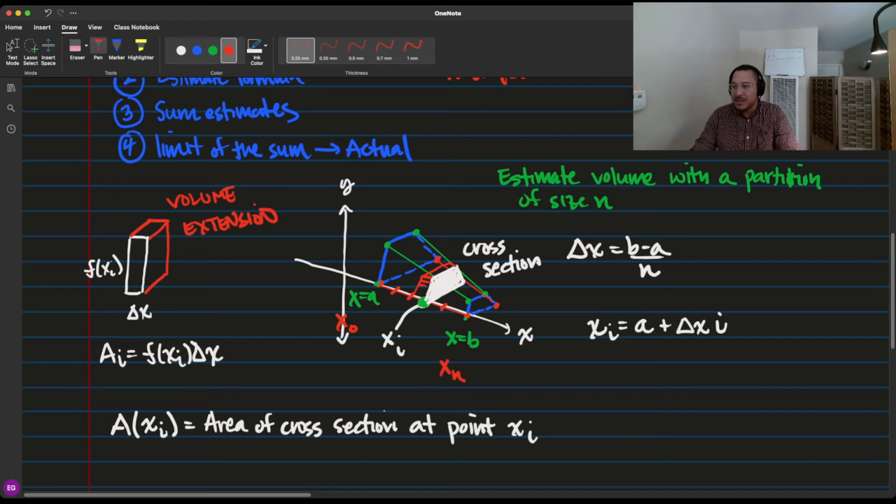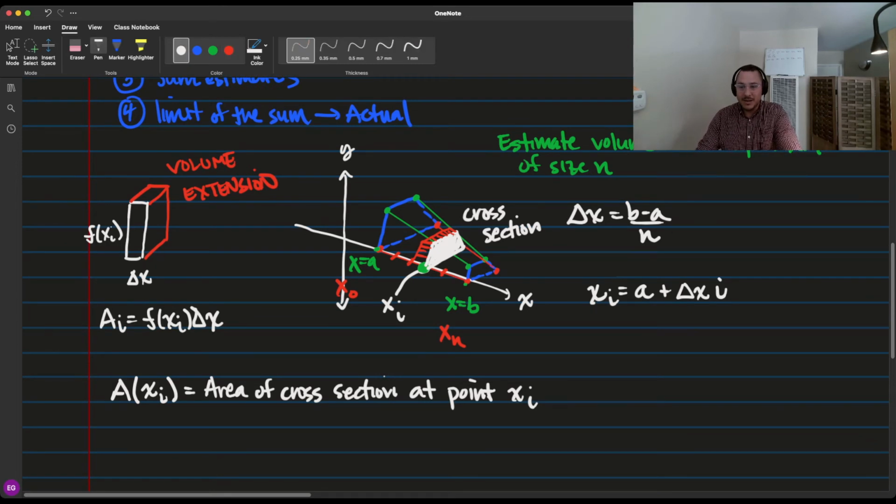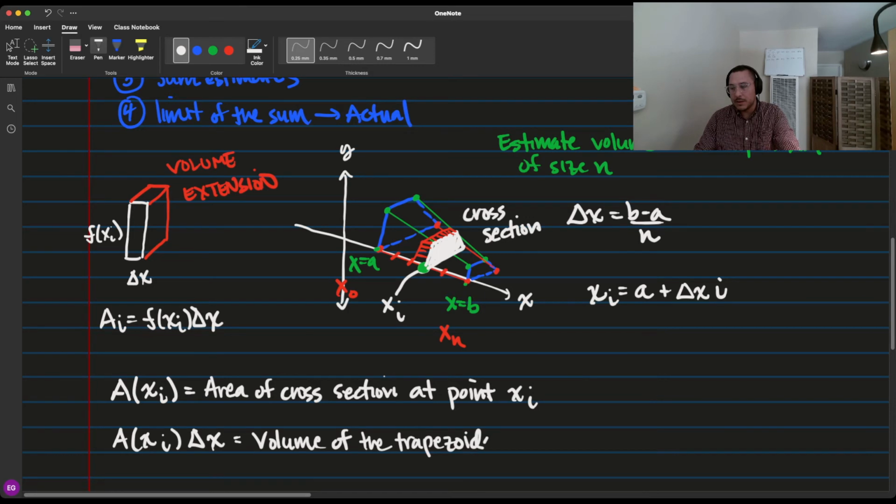And then now you get this trapezoidal prism. There we go. Yes, a trapezoidal prism. So how do you do this? You extend it out some amount, delta x. The area of the cross section times the amount that you extend it out by will be the volume of the trapezoidal prism.